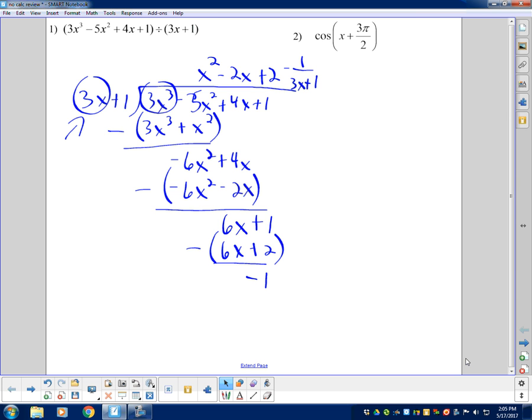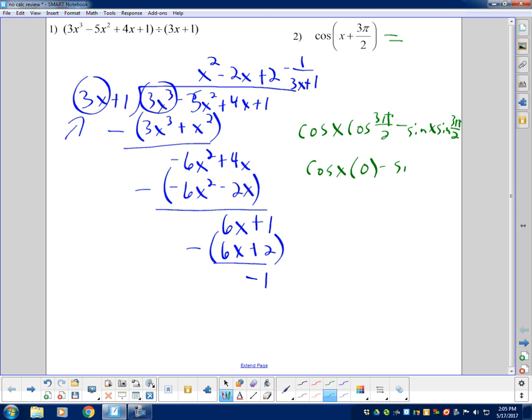All right, the next one, we're going to just apply the formula. You'll have the formula on your formula sheet. We're going to go ahead and apply it to simplify this. So I've got cosine of x, cosine 3 pi over 2, minus sine of x, sine 3 pi over 2. Replace the ones that have radian measures for the angles in there. Cosine of x times 0 minus sine of x. Sine of 3 pi over 2 is negative 1. This whole term is gone. Negative negative is positive sine of x, and that is the simplified version for number 2.